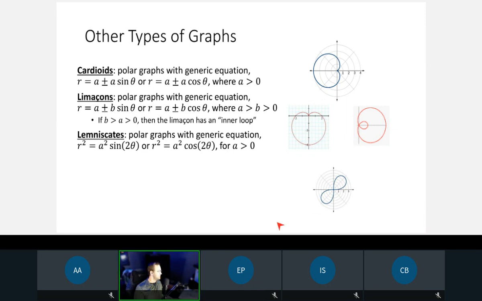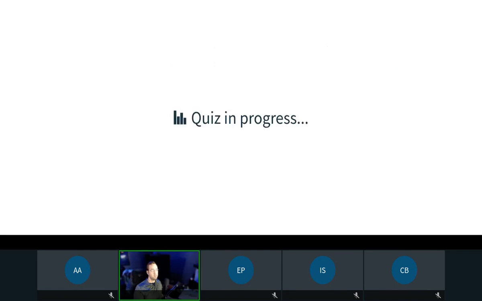All right, so let's do the quiz. Here we go. Does everyone have this snipped? Because we're probably not going to be able to see this page once I show the quiz. All right, here we go. Quiz time.